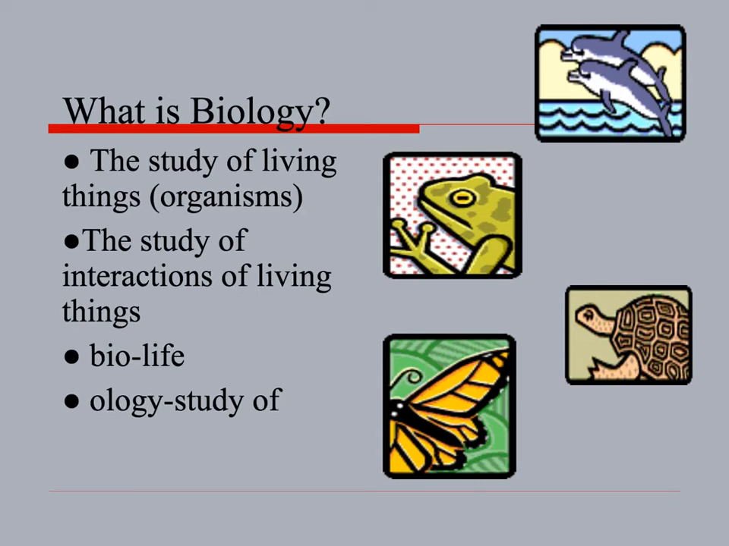The first thing we have to understand is that we are in biology class, and we need to make sure that we understand what biology is. Biology is the study of living things and the study of the interactions of those living things. A lot of times you think of the interactions of living things as ecology, but there are many other ways that organisms interact besides just eating one another. The word biology itself, the prefix bio, stands for life, and ology is the study of. So that's where we get the study of life.